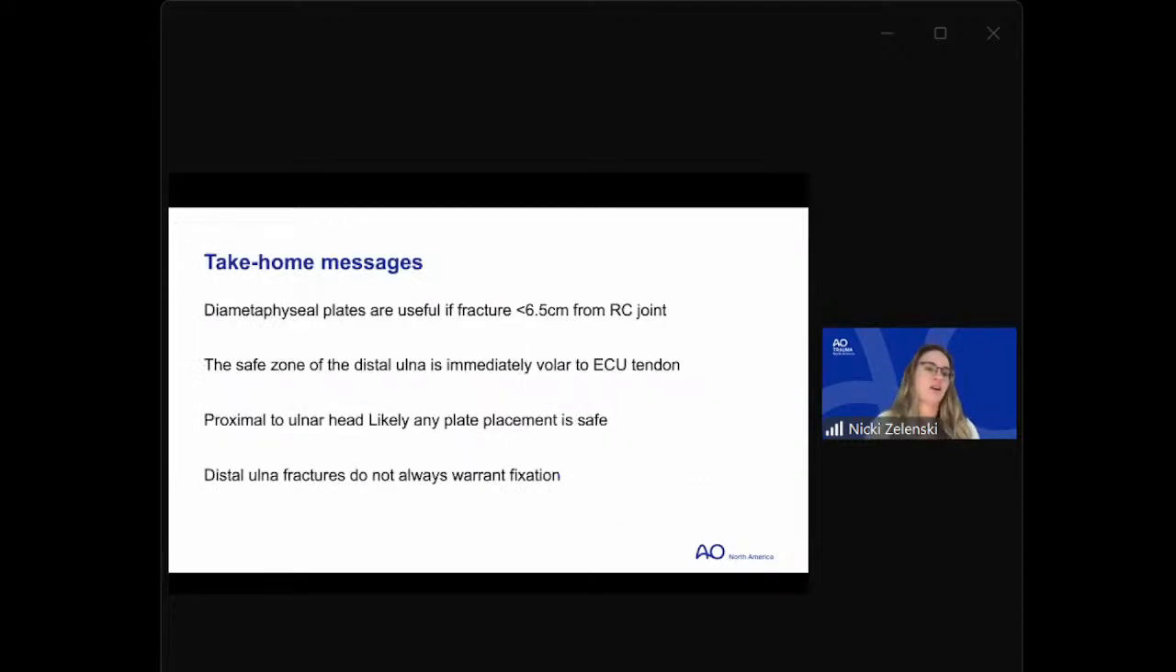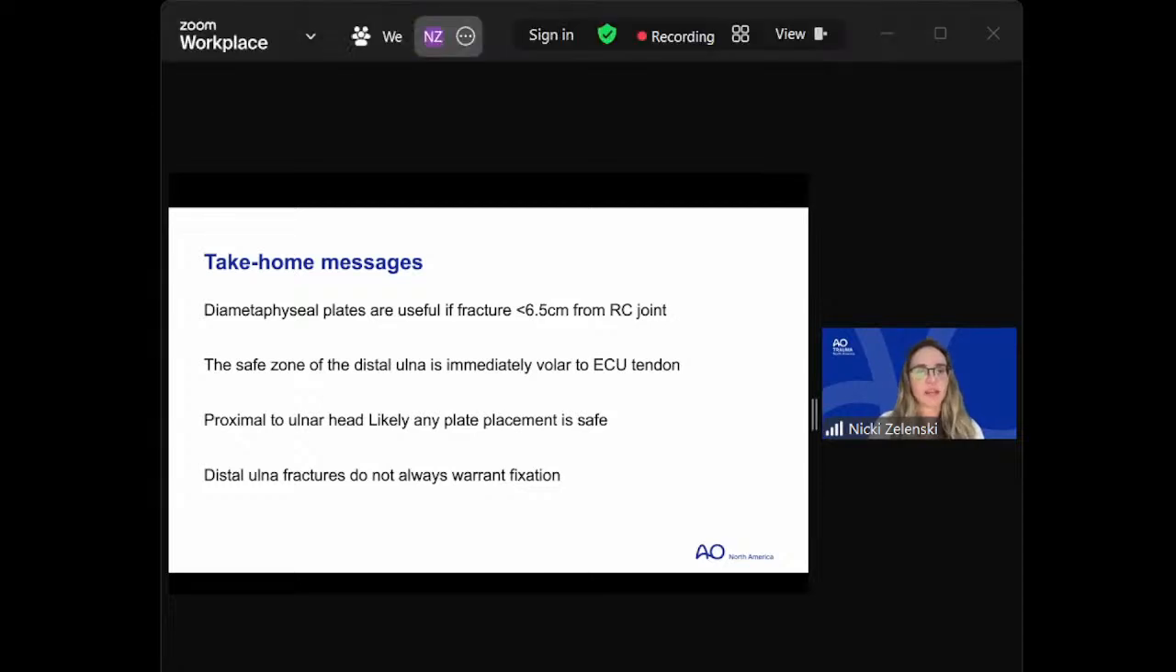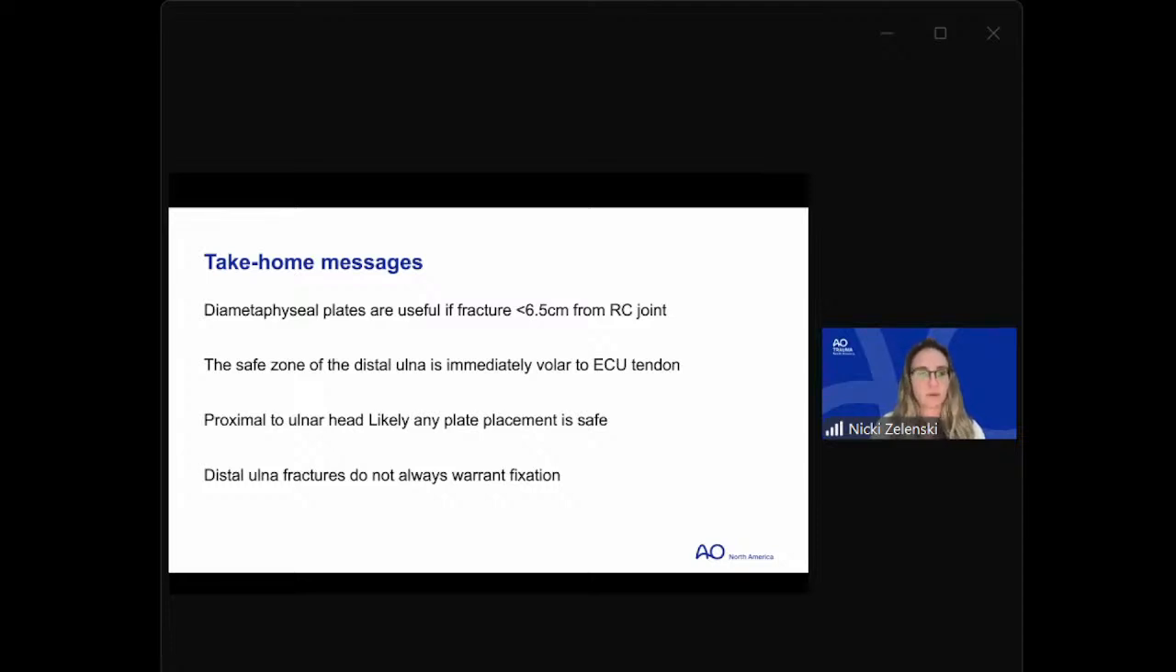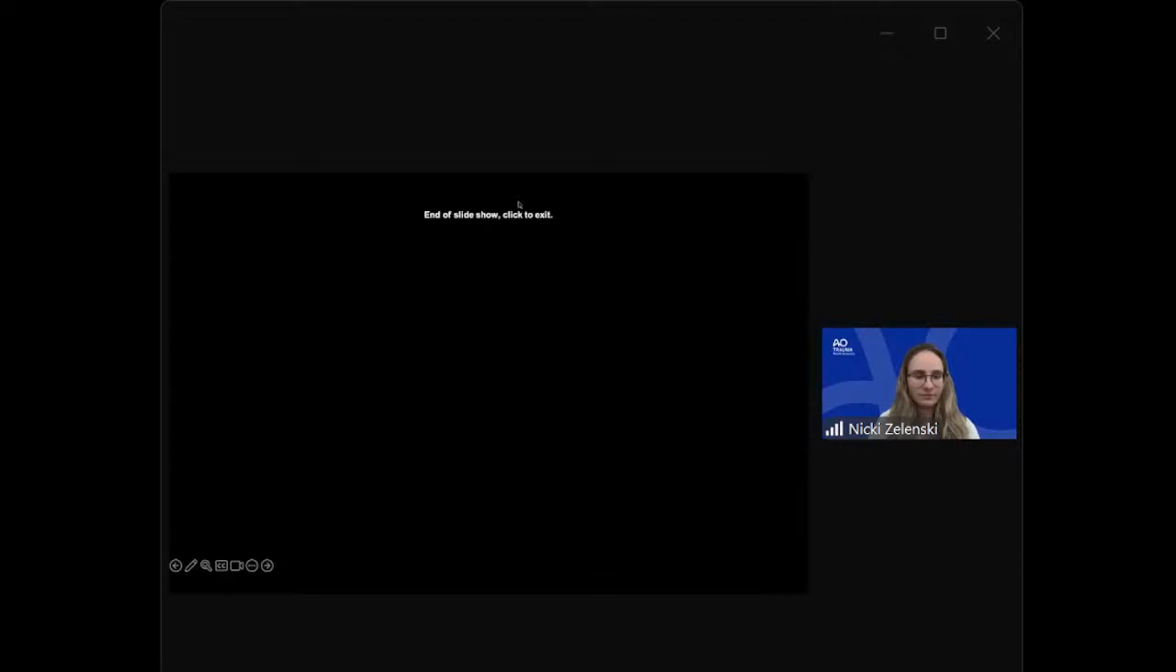So my take-home messages are: distal metaphyseal radius plates are useful if the fracture is less than 6.5 centimeters from the radiocarpal joint. The safe zone of the ulna is immediately volar to the ECU tendon. The proximal ulna is likely okay to put a plate anywhere as long as you're not at the level of the distal sigmoid notch, the DRUJ. And distal ulna fractures don't always warrant fixation. That's all I got.